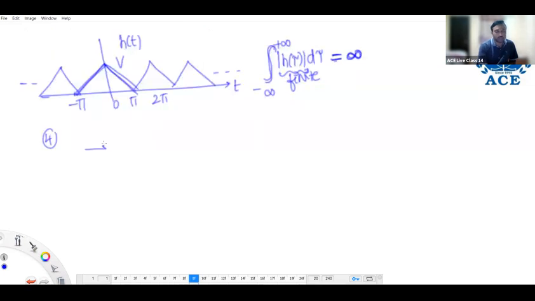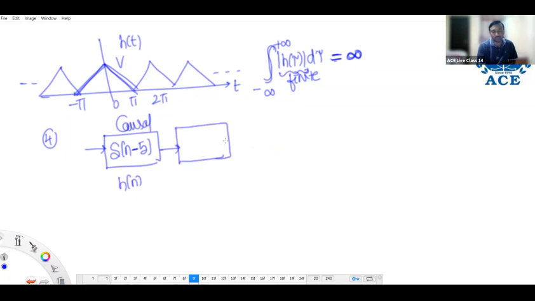Why? If I choose delta of n minus 5, that is the causal block Hn. What is the inverse block we are taking to reproduce the answer as delta n? From delta of n minus 5 to retain delta n, we are taking delta of n plus 5, that is non-causal. But the word "always causal" is used. That is false.